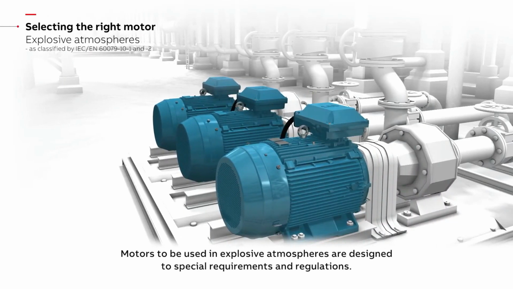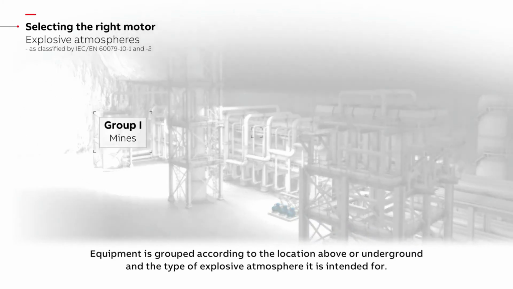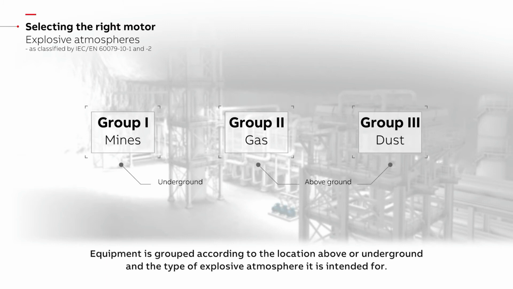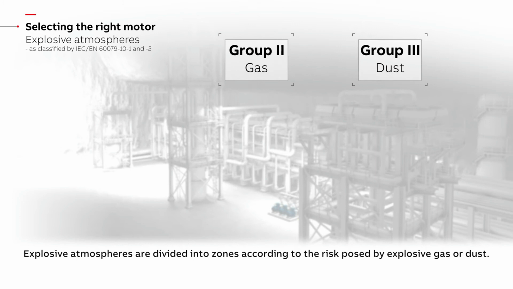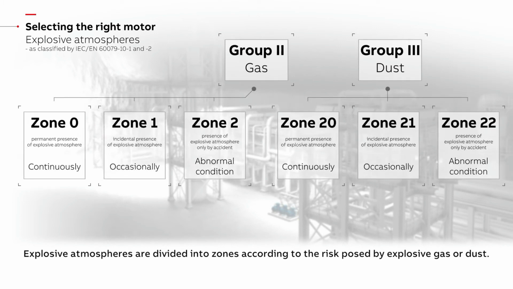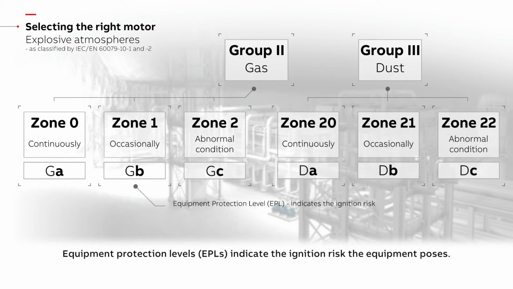Motors to be used in explosive atmospheres are designed to special requirements and regulations. Equipment is grouped according to the location above or underground and the type of explosive atmosphere it is intended for. Explosive atmospheres are divided into zones according to the risk posed by explosive gas or dust. Equipment protection levels, EPLs, indicate the ignition risk the equipment poses.